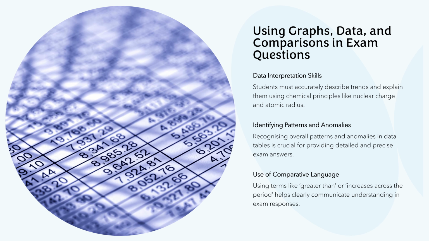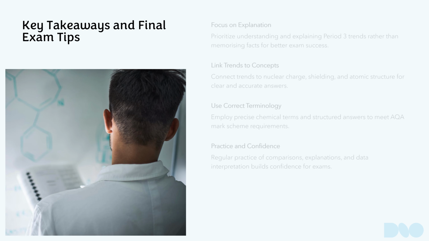Students must be able to describe trends accurately and then explain them using chemical principles. This involves identifying overall patterns, recognizing anomalies, and providing detailed explanations using appropriate terminology. For example, when presented with an ionization energy graph, students should mention nuclear charge, atomic radius, subshells, and electron pairing where relevant. To summarize, across period 3 elements change from metals to nonmetals.